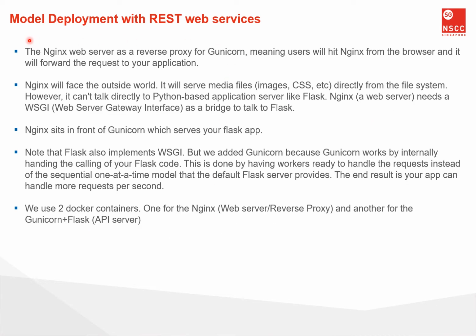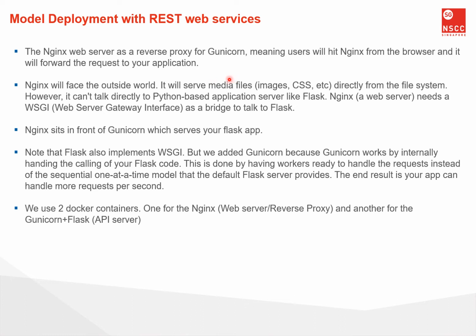This set of slides describes the previous diagram in further detail. The NGINX web server is the front end, a direct interface to your browser. Any request coming in from your application in the browser comes to the NGINX web server, which then connects to Gunicorn, meaning users will hit NGINX from the browser first, and then it forwards the request to Gunicorn. Now NGINX faces the outside world as it serves other sorts of files besides just the data being generated by your Python code.